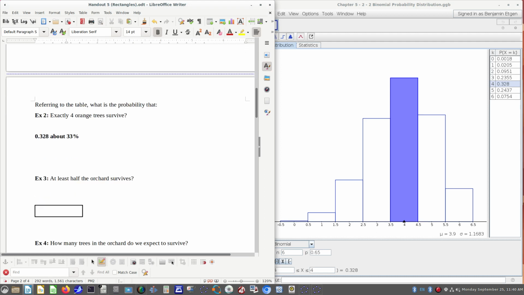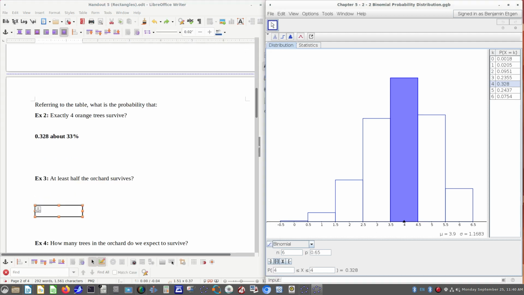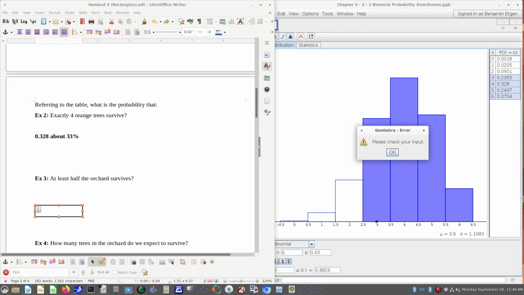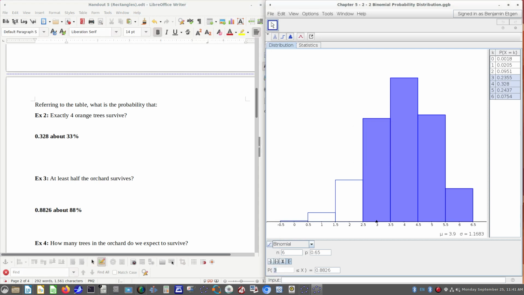At least half the orchard survives. So we're going to change this to at least. So x can be no smaller than half. So we're taking that to mean 3. So it looks like 88.26%. So let's see that. So about 88%.